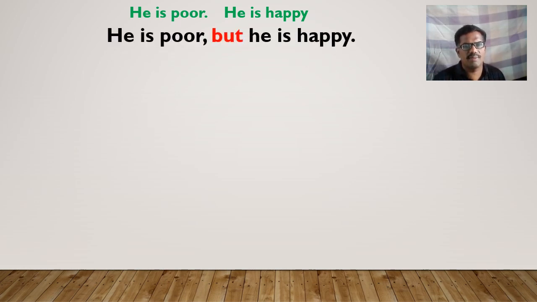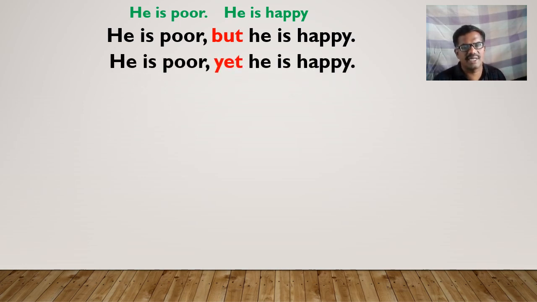He is poor but he is happy. Here but is used before the second action or state and it is preceded by a comma. In this sentence, the relationship of contrast is expressed with the usage of yet. He is poor yet he is happy. Here yet is placed before the second state or action and it is preceded by a comma.